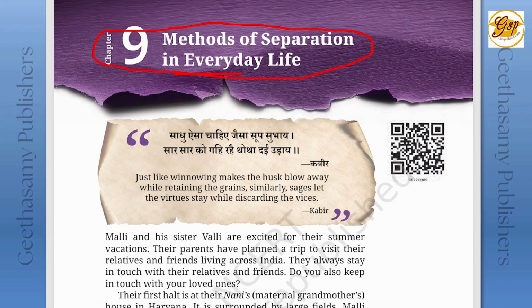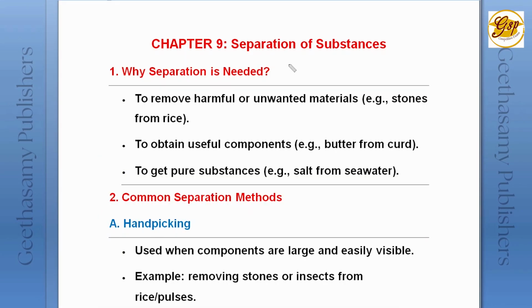Right? Fine. So, separation of substances in everyday life. Why is separation needed? To remove harmful and unwanted materials, like stones from rice, and to obtain useful components, that is butter from curd, and to get pure substances, that is salt, from seawater.